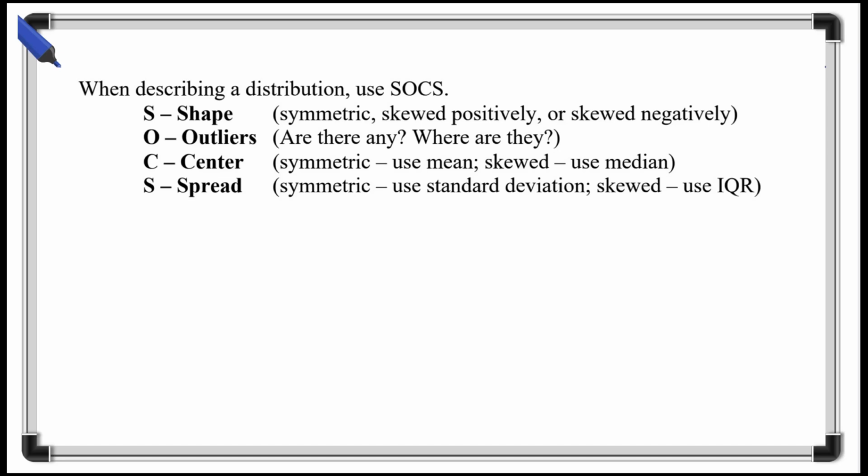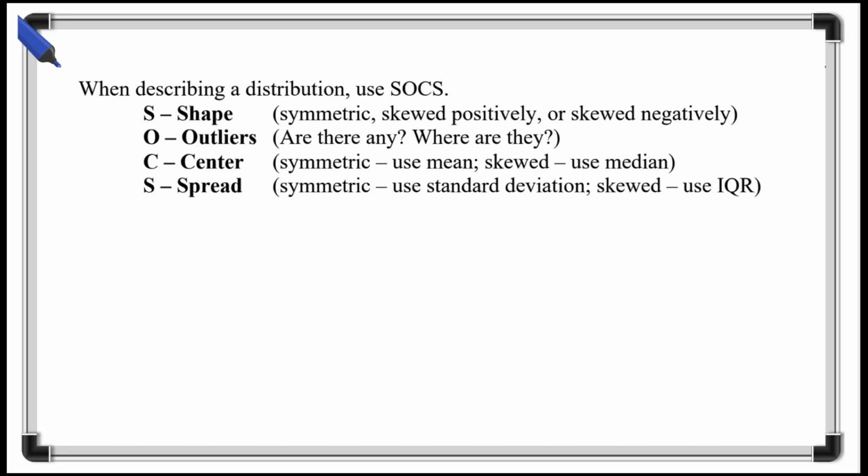So remember, when you are describing distribution, you are using SOCS. Now, you are looking at the shape, so whether it's symmetric, skewed positively or skewed to the right, or skewed negatively or skewed left. You're looking to see if there are any outliers and where they are.